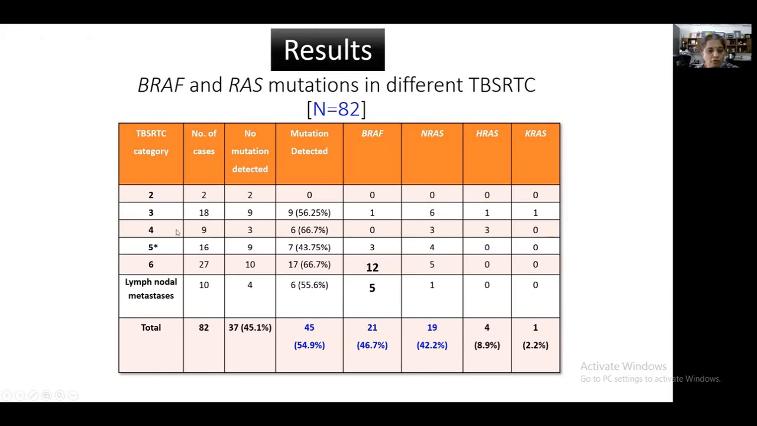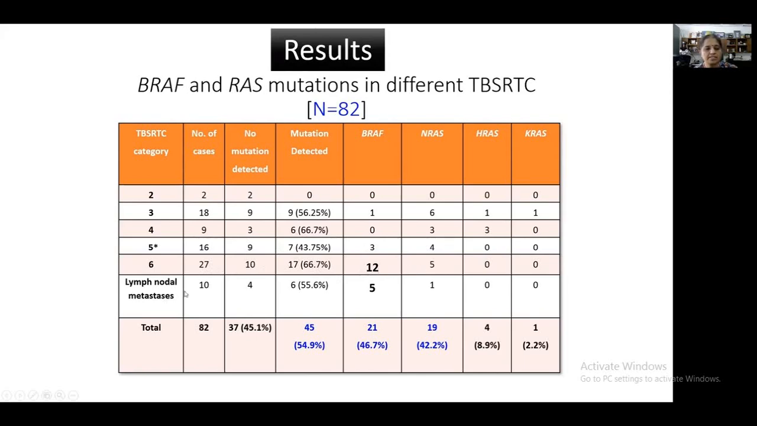If you look at CAT4, we could detect mutations in 6 out of 9 cases. 3 were NRAS and 3 were HRAS. In CAT5, we had 7 mutation positive cases. 3 were in BRAF and 4 were NRAS. And then, of course, CAT6, this was used like a control, basically. So we had 17 cases, and 12 of them were BRAF positive, and 5 were NRAS.